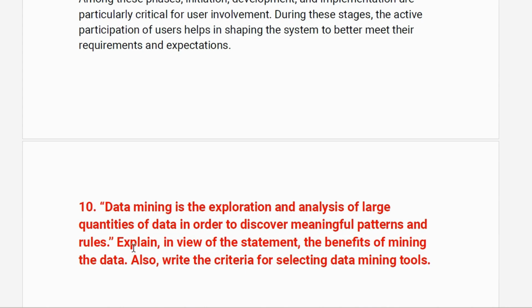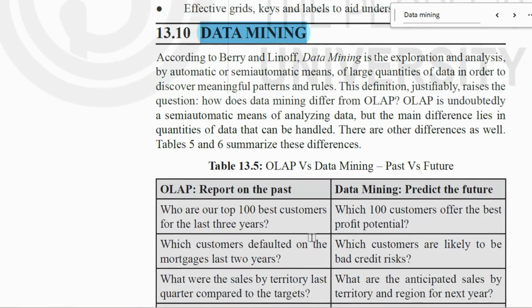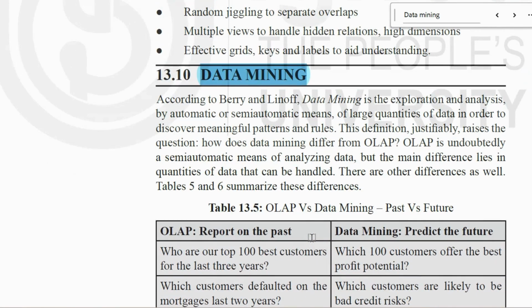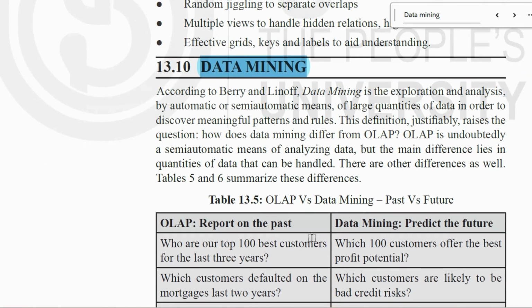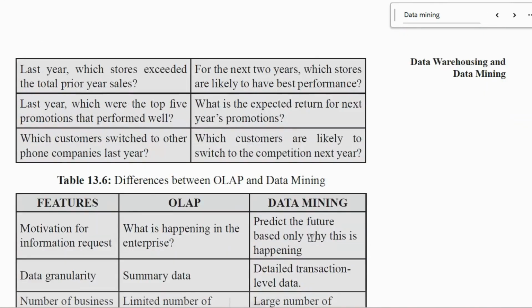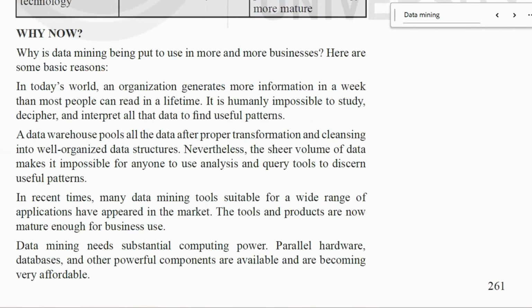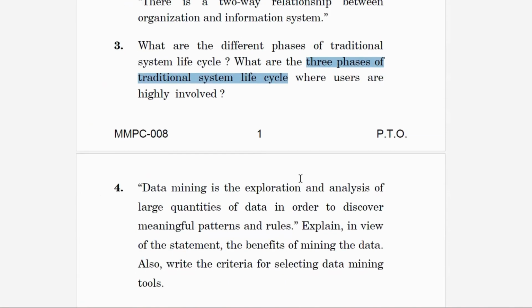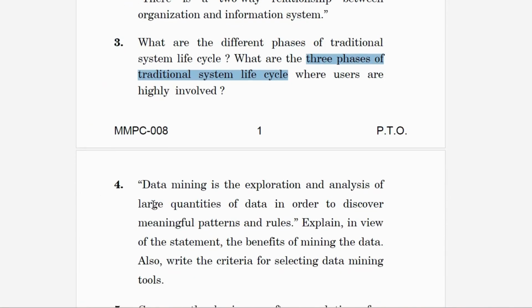So let's see from where in the text, this topic is about data mining. Chapter 13, data warehousing and data mining, we can see the topic, what is data mining. Here you can go through the text information about what data mining is all about. So the question asked here is, data mining is the exploration and analysis of large quantities of data. For what? Why does this kind of exploration or analysis take place? Because we want to discover the meaningful patterns and rules of that particular data.